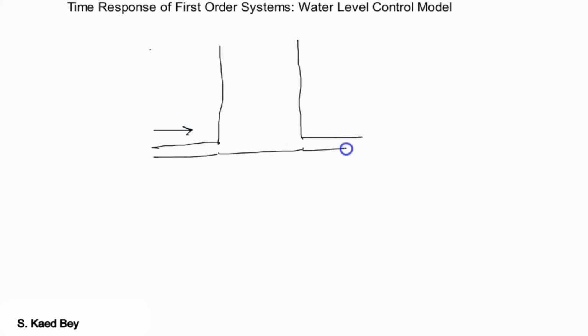For the first order example, let's assume we have a tank of water that we wish to control the water level, and it has some means of water inflow via a horizontal pipe and some sort of outflow. So we'll assume that the water inflow is on the left hand side, and what we would like to control is the level of water in the tank.